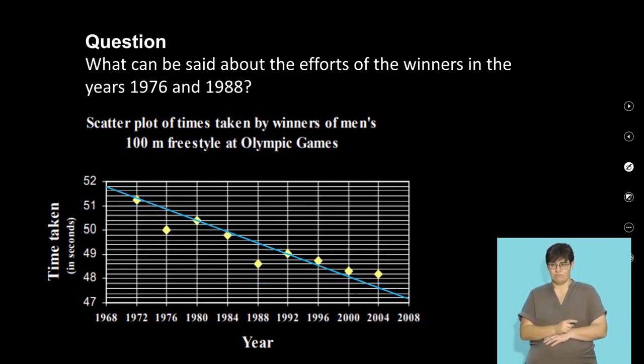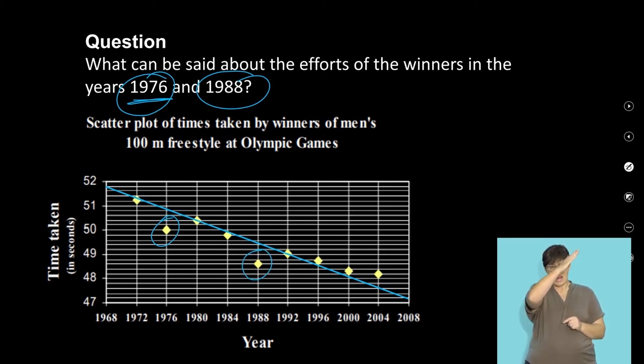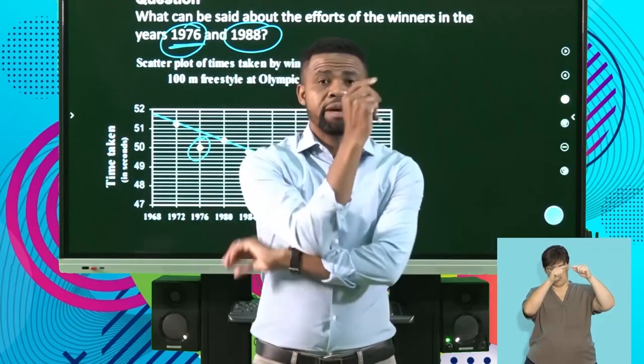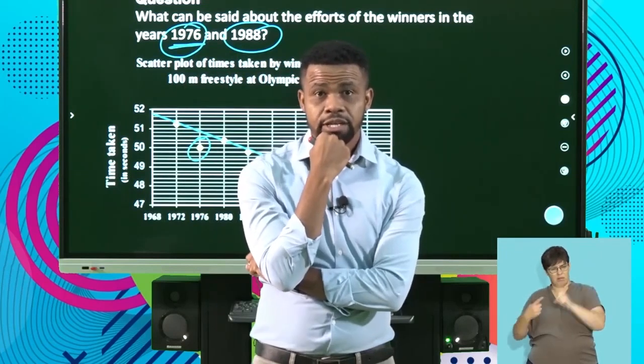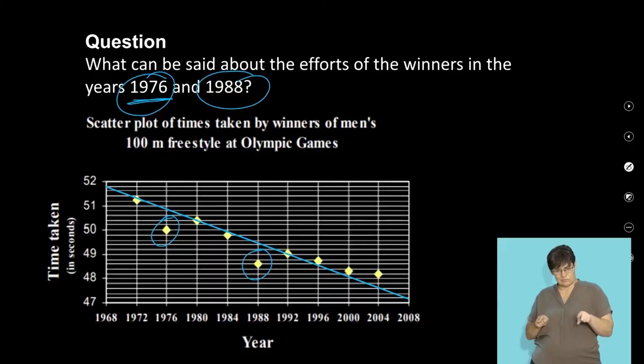Now, let's see what can be said about the effort of winners in 1976 and 1988. In 1976 and 1988, what can we say about those two? If you look at those points, there's a huge deviation from the line of best fit. Are we together? So those two are outliers.